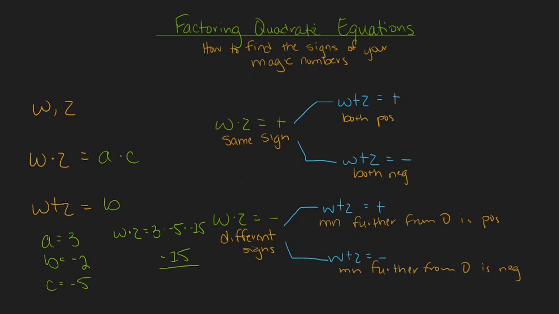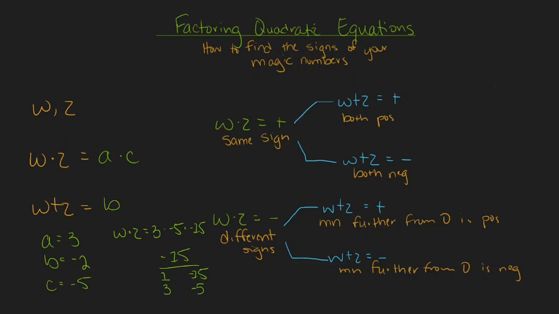negative. So if we think about factors of 15, I could think about 1 and 15. Based on what we just established, the one further away from 0 has to be the negative one. 15 is further away from 0, so it has to be the negative one. But when I add these together, they don't give us the negative 2 we need, so I know those aren't my magic numbers. I could also consider the factor pair of 3 and 5. Again, 5 is further away from 0 than 3 is, so 5 must have the negative sign. And now when I add these together, it does match the negative 2 that we're looking for.